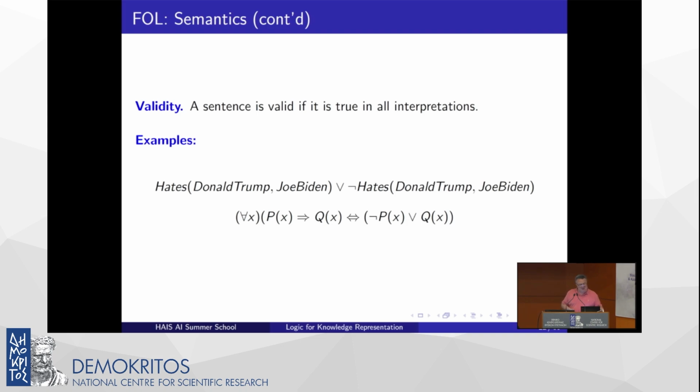Another interesting notion is validity. A sentence is valid if it is true in all interpretations. In some sense, valid sentences are not very interesting, right? Because, for example, the first sentence here says A or not A, right? And the second one basically defines implication. But they are still a pretty good set of sentences, and we can use them, and validity is an important notion.